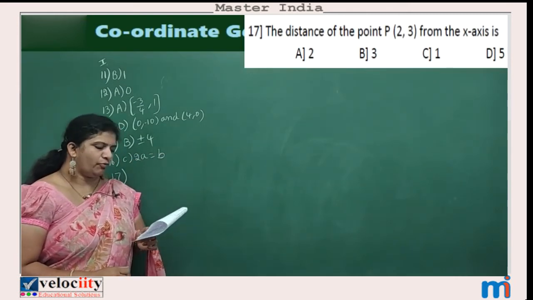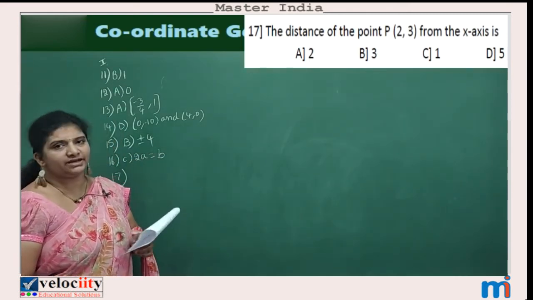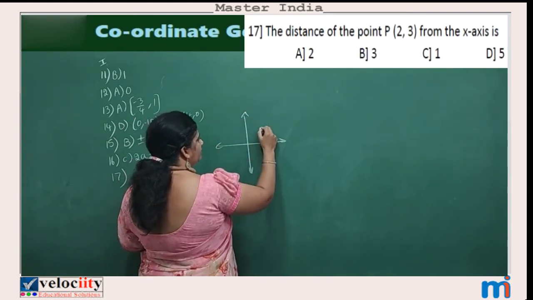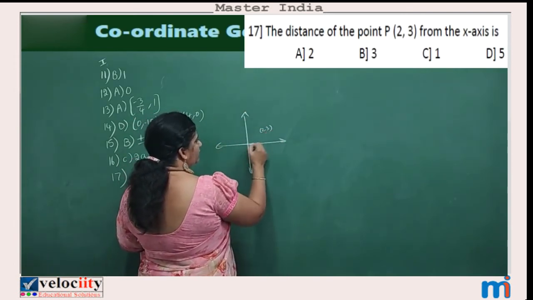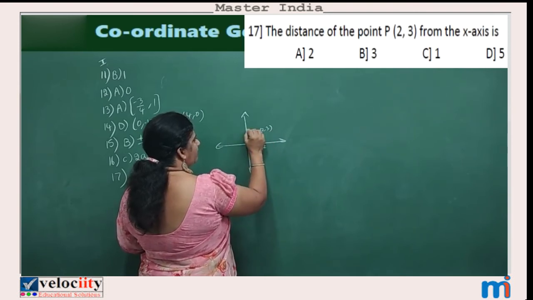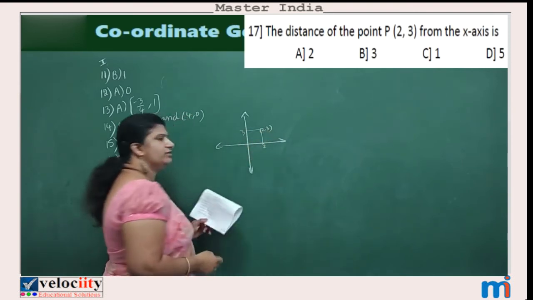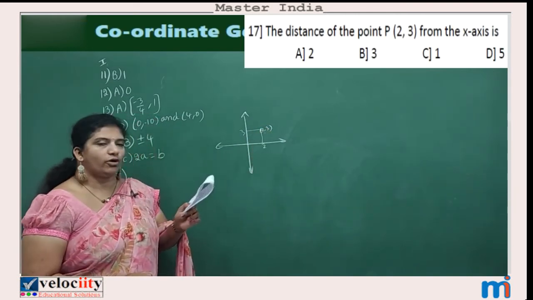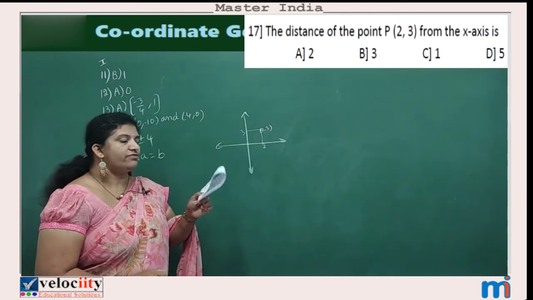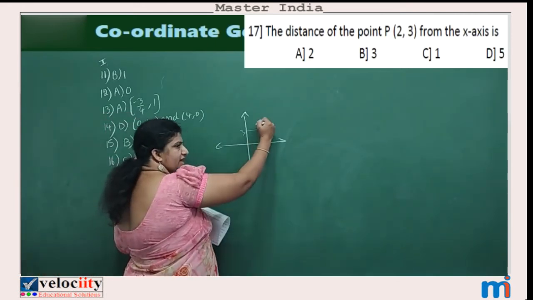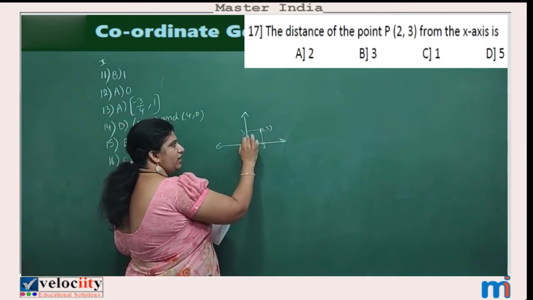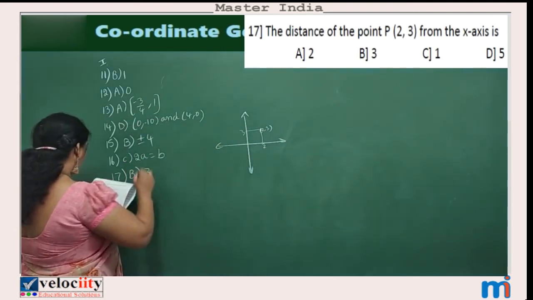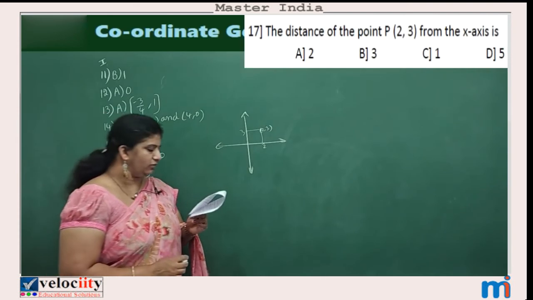17th one. The distance of the point P 2, 3 from the x-axis. Observe here again. 2, 3. This x scale is 2 and y scale is 3. Right? We need to find the distance of the point P 2, 3 from the x-axis. From the x-axis you need to find the distance. From here you see how many units? 3 units. Option B, 3 units is not given, only 3 is given. Let us go with that only.